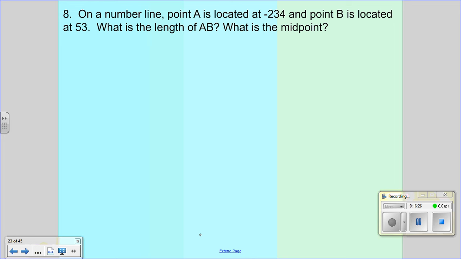Now this one is to practice when you don't have a number line and you have large numbers. So it's a good way to make sure you understand the formula. I'll leave you to work this one out on your own. And then please, by all means, show me how you do.